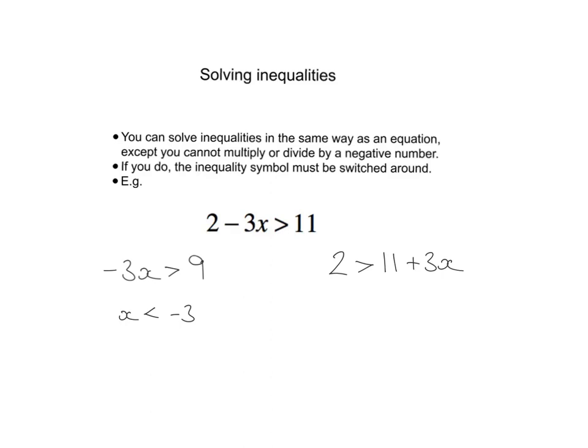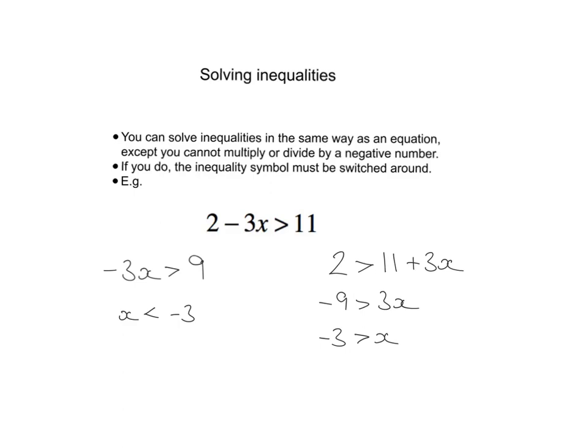Then what are we going to do? We're going to take away 11 from both sides. So minus 9 is greater than 3x. And then we're going to divide by 3. That's okay. 3 is a positive number, so it's okay to divide by 3. That's not going to change the inequality. Minus 9 divided by 3 is minus 3. That is greater than x.